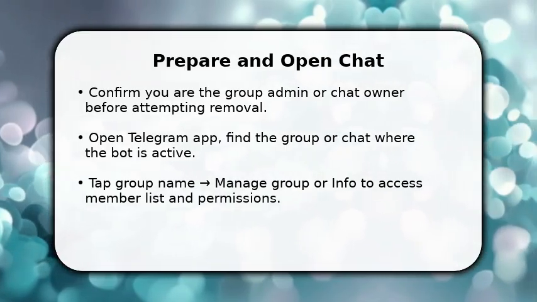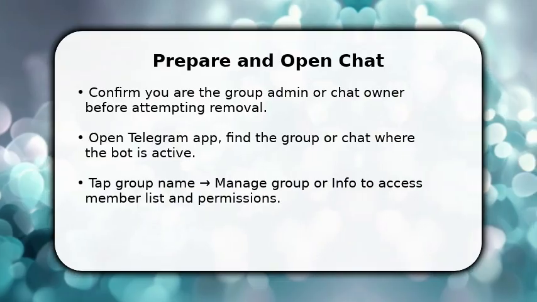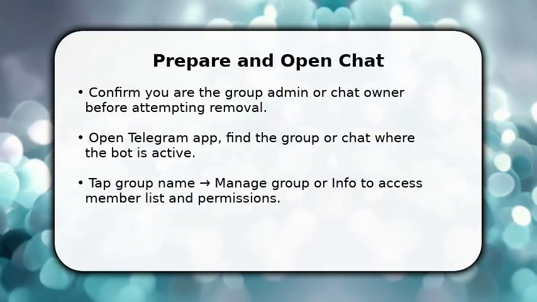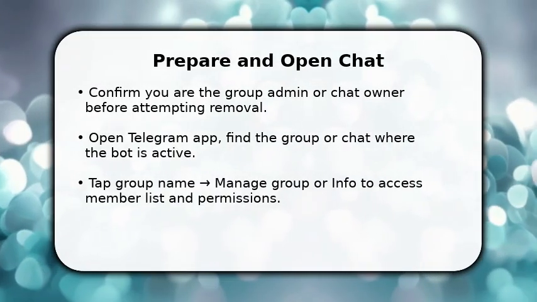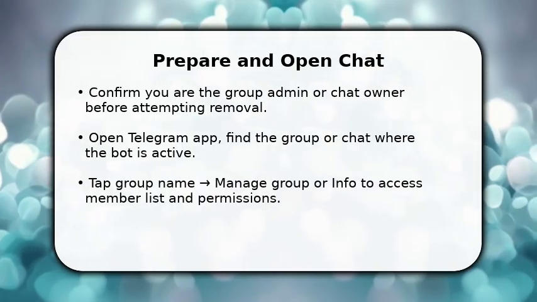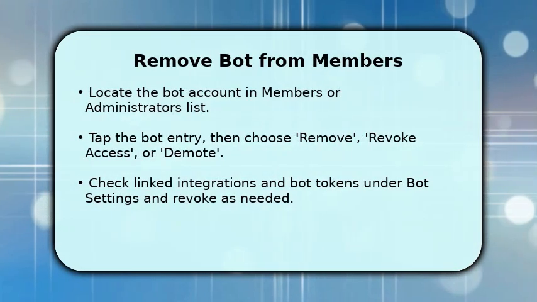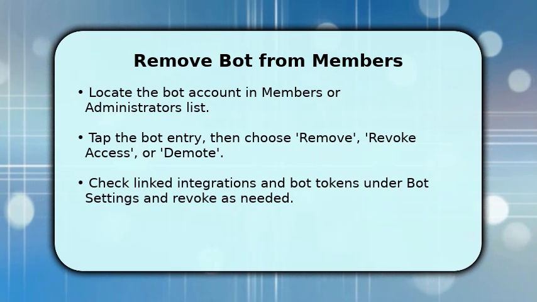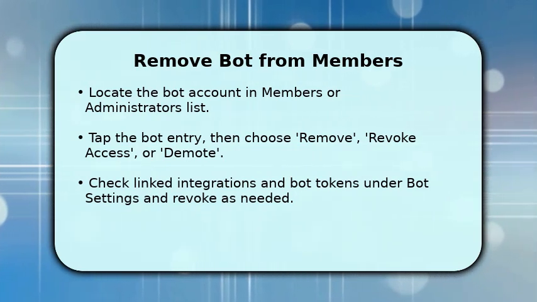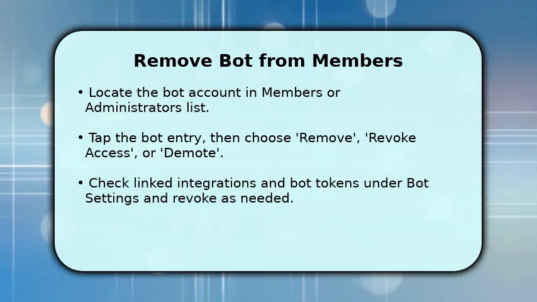Make sure to locate the bot in the member list now so you can act. If the bot is hidden, check Channel Admins or Linked Bots in Settings. You now remove the bot from the member list and cut its privileges. Find the bot under Members or Administrators, tap its name, and choose Remove or Demote depending on its role.